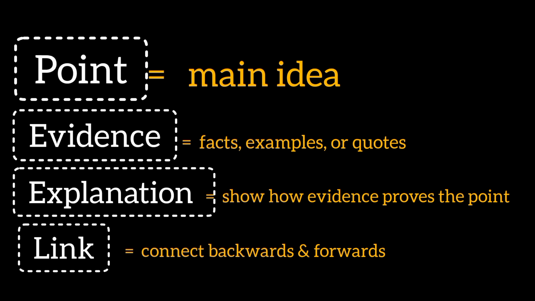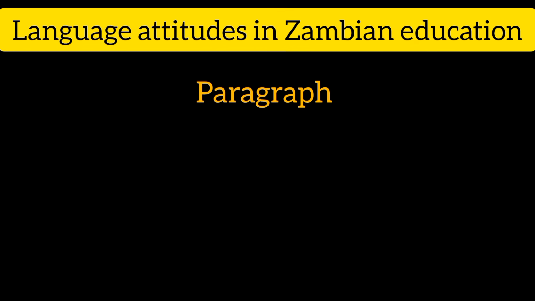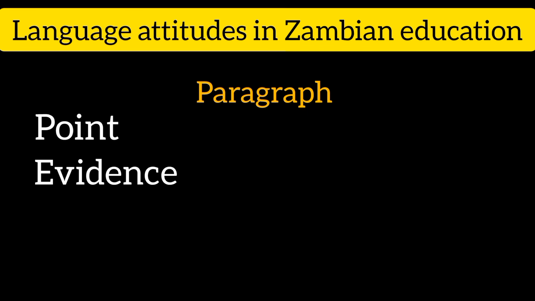Let's look at an example of a paragraph using the topic language attitudes in Zambian education. Point, language attitudes affect how confident students feel in school. Evidence, studies show that many learners prefer English in exams even when they understand better in Bemba or Nyanja. Explanation, this happens because English is seen as smart or official, while local languages are seen as informal. This can make students feel ashamed or unsure.